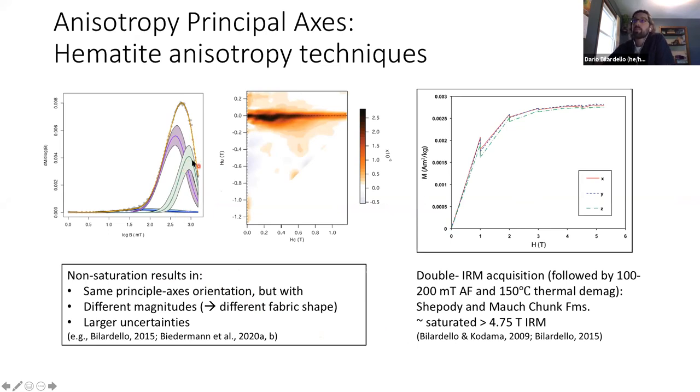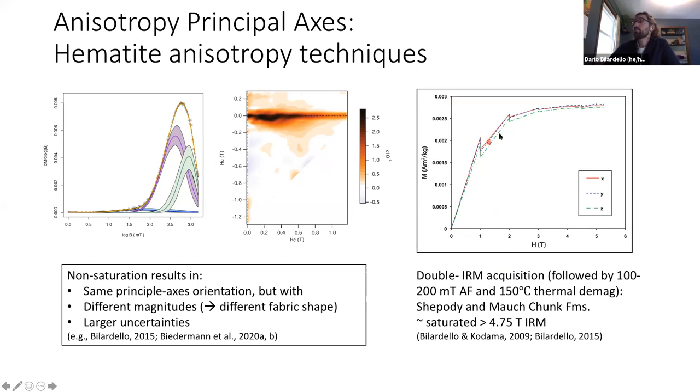The components typically have coercivities in excess of one Tesla, as we can see in fork diagrams and in a mixing. However, as Andrew Roberts and co-workers have pointed out recently, hematite can also be very soft and have coercivities that are lower than 300 milliteslas. Right? And going back to some of the comments that Lisa had made, what we had performed are double IRM acquisition experiments, followed by AF demagnetization and also thermal demagnetization to really isolate the IRMs carried by the hematite.